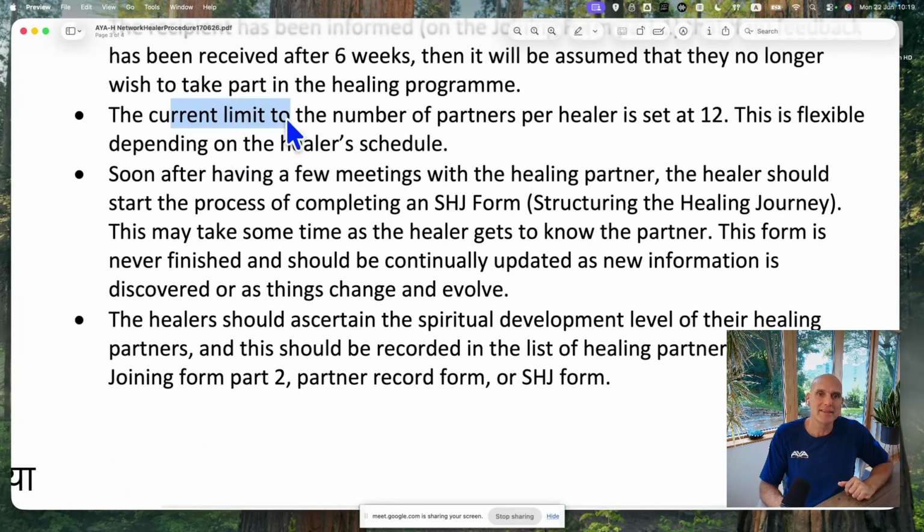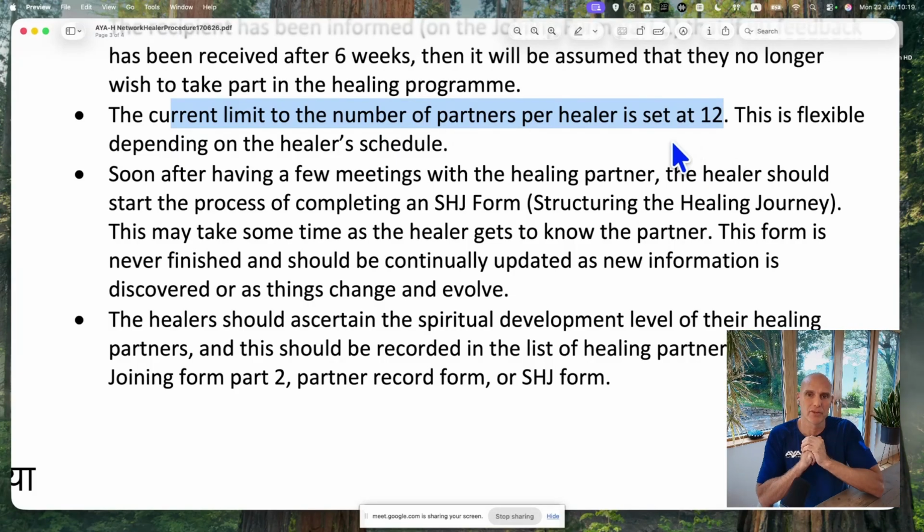Okay, current limit to the number of partners per healer is currently set at 12. Now that's just a number that we've put on it based on our experience, but that's also flexible, of course. If a healer doesn't have much time, then they can maybe only take on a certain number of partners, 5 partners or something like that. Or if somebody wants to put more time in, then they can go over that number, of course. But we have to feel our way, and it will evolve as we go.